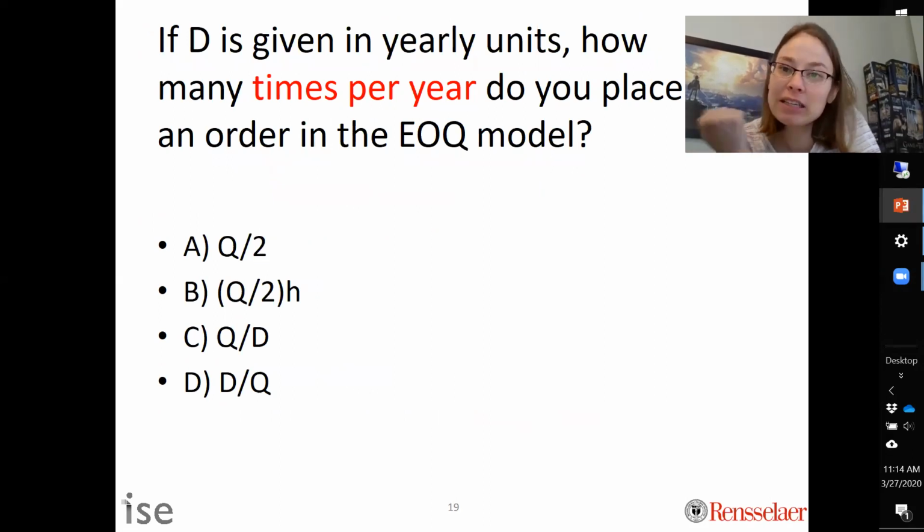So if D, remember D is demand, is given in yearly units. So we have D as the yearly demand. How many times per year do you place an order in the EOQ model? So the correct answer here is D. It's D over Q. So if you think about D as number of units demanded per year, and Q is how many units per order, then D over Q is how many orders per year. So D is the correct answer.